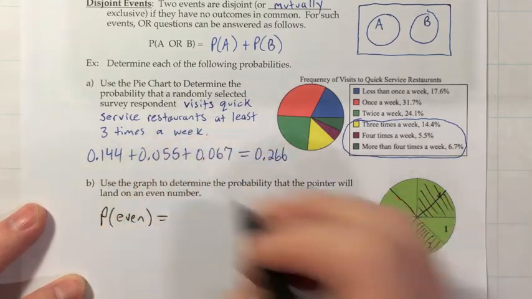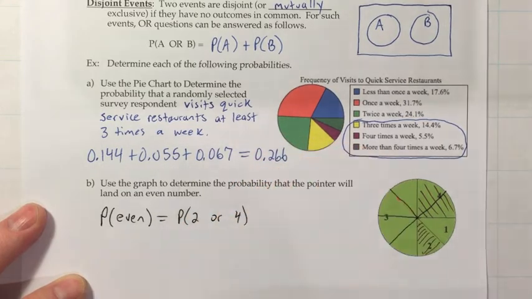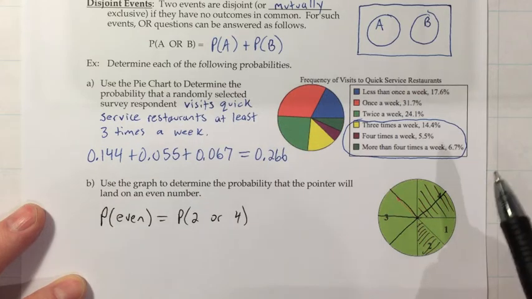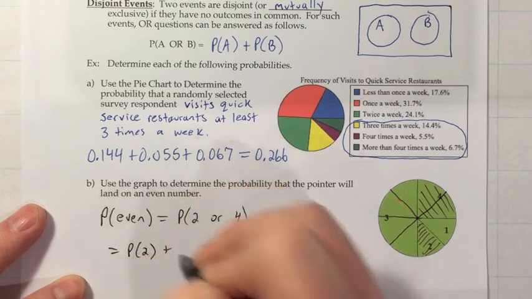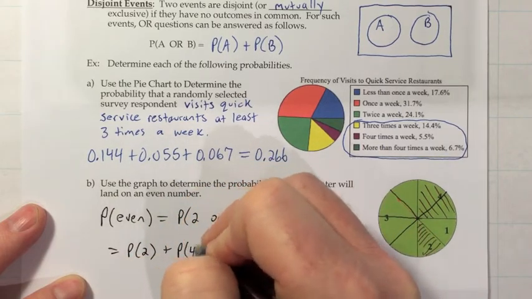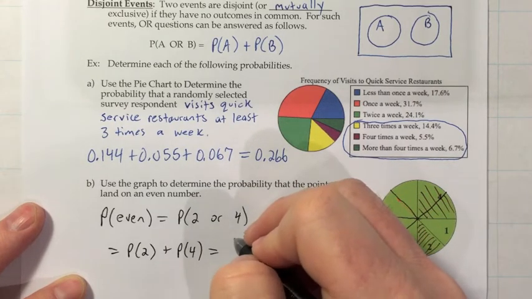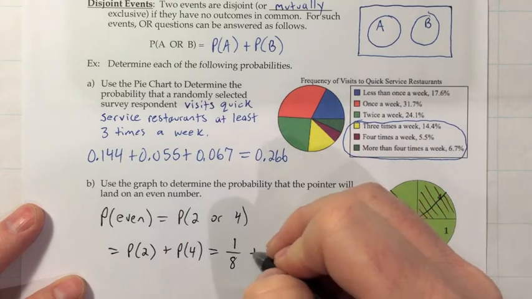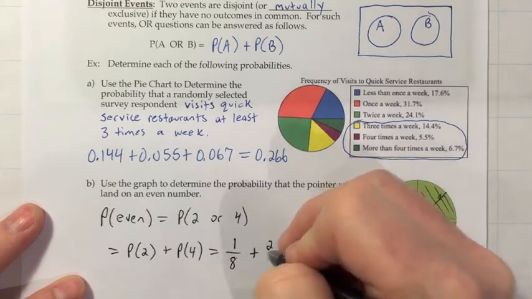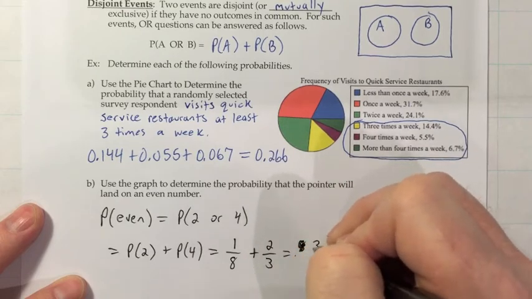For this particular spinner, the possibilities are the probability of 2 or 4. But then using our rule up here, because those don't overlap each other, they don't have outcomes in common, we could do them separately: the probability of 2 plus the probability of 4. And then we could look at the shading and say, what is the probability of 2? That's 1/8 of the area of that spinner, plus 4, which is 2/8 of that area. So altogether, the probability would be 3/8.